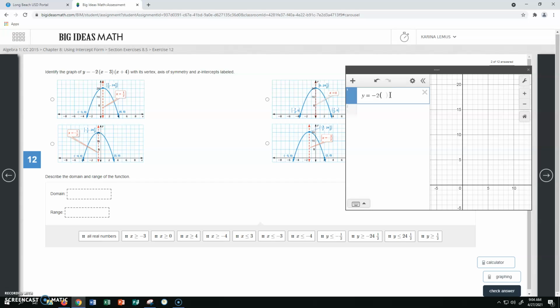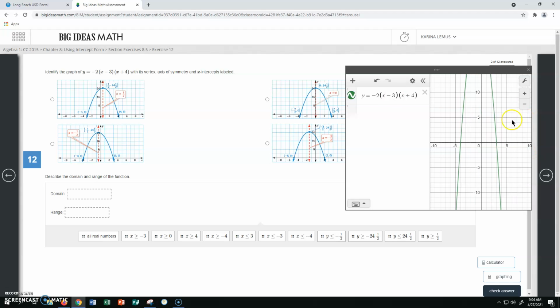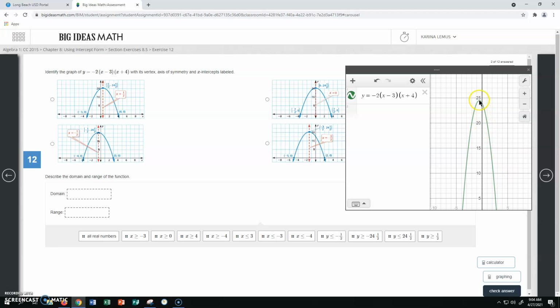So I'm typing in this one, x minus 3, and then x plus 4. Okay. You can click on the house if you want, but sometimes that doesn't let you see everything. So I'm going to go ahead and click right there. So notice there are fractions or decimals here, but over here that's fractions. That's okay. So 24, that would be 24 and a half. They all seem to have 24 and a half.